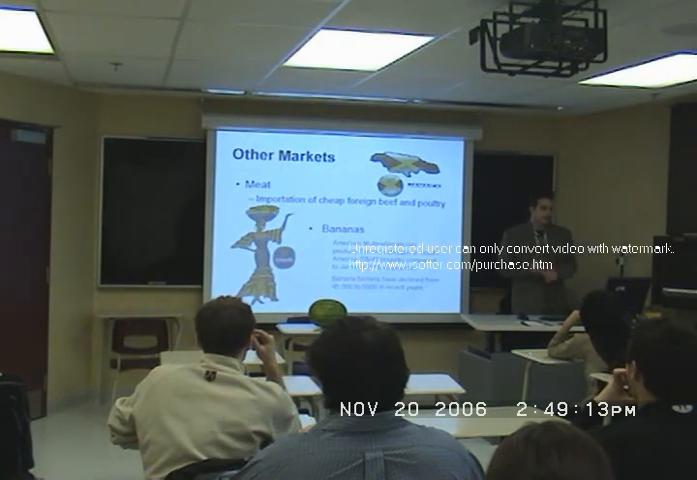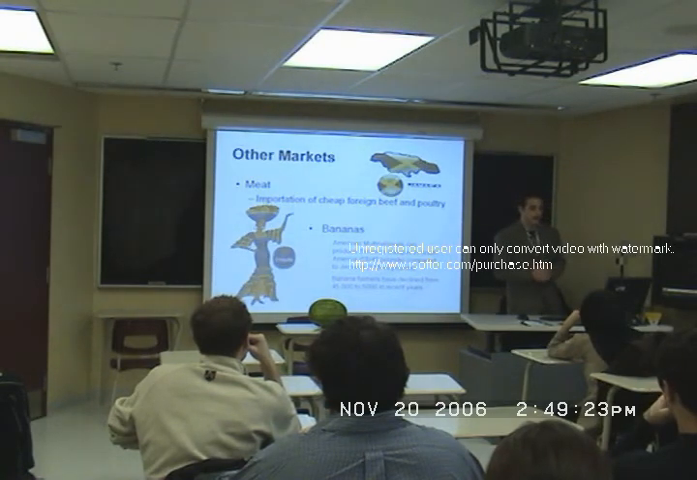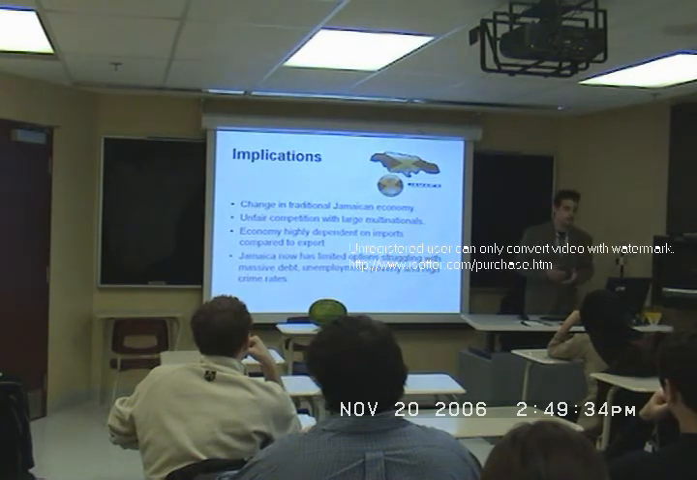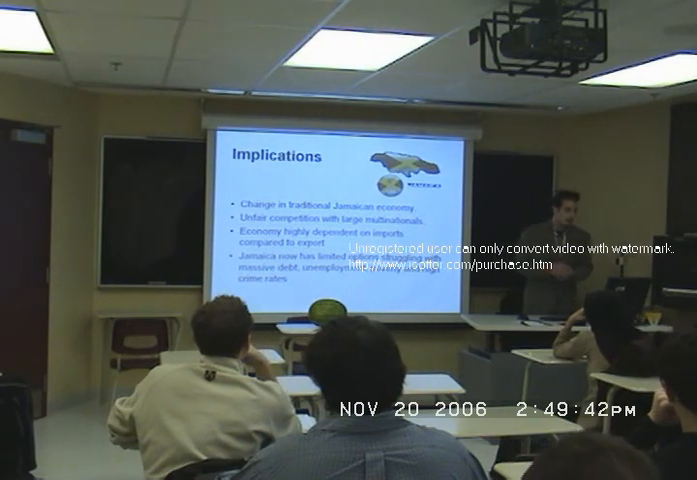Yeah, dark meat. All just influxed into the economy. American multinationals can produce bananas cheaper in South America than the Jamaicans: $5 for 40 pounds, while the Jamaicans, $11 for 40 pounds. The result, 45,000 to 5,000 is what banana producers have been reduced to in recent years. So it was a change in the traditional Jamaican economy, unfair competition with large multinationals, and the economy is highly dependent on imports compared to exports.